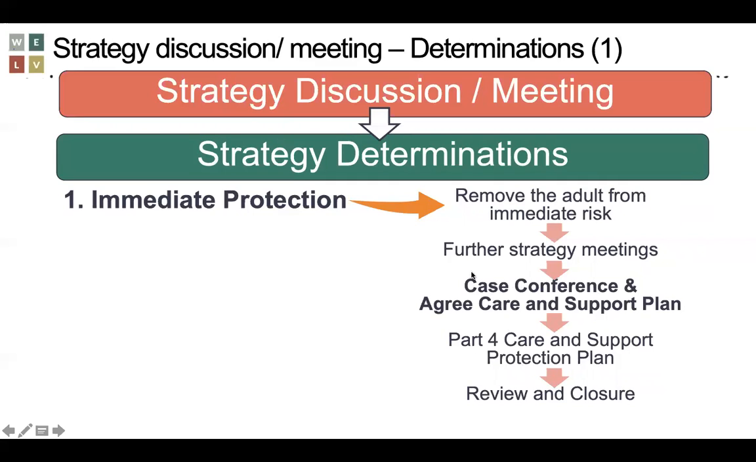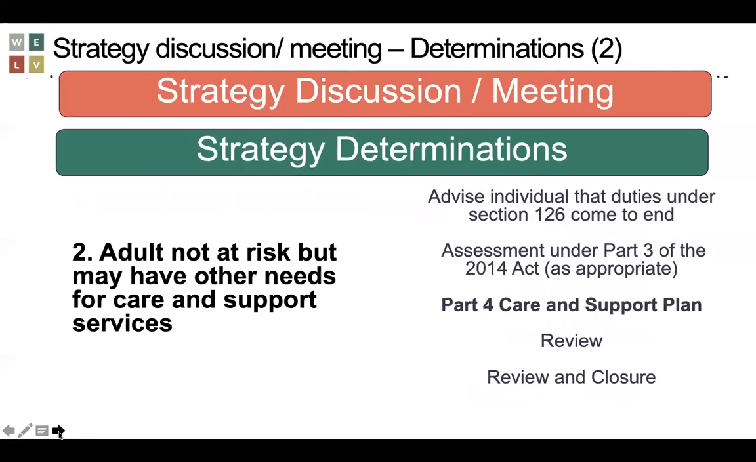It's important to note that currently the procedures refer to a case conference. This is the terminology that was set out in the Handling Individual Cases guidance. It's actually an adult protection conference that will be held, and we will come on to the detail of that shortly. So that could be the first determination out of strategy discussion or meeting.